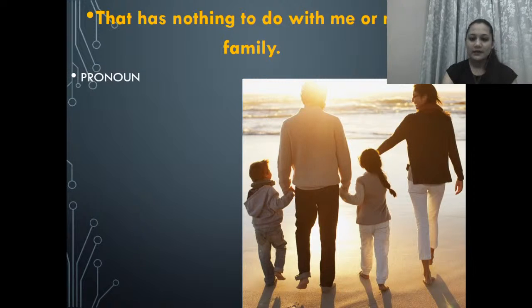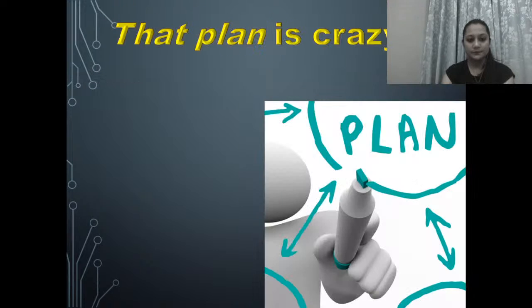Clear? Are we clear till now? You're getting it, how we are doing it. What we are checking is whether there is an adjacent noun, right? You are going to call that a determiner. Otherwise, it will fall under the category of pronoun. That plan is crazy. Okay, it says that plan is crazy. So plan is our noun, and anything which comes before a noun is a determiner.